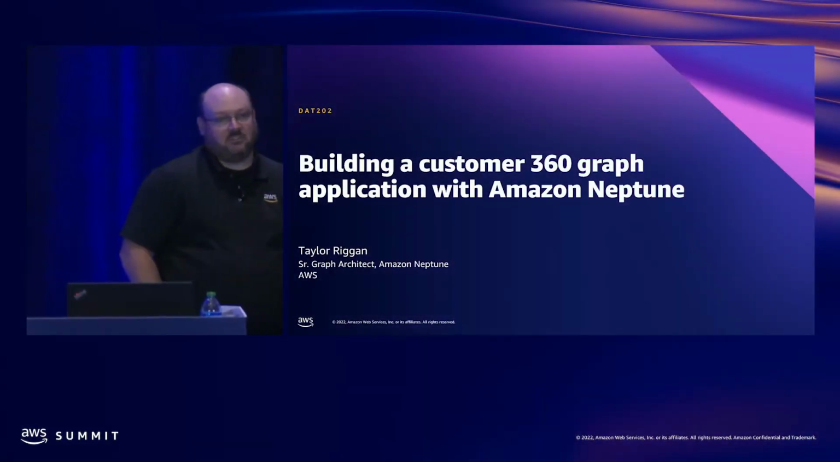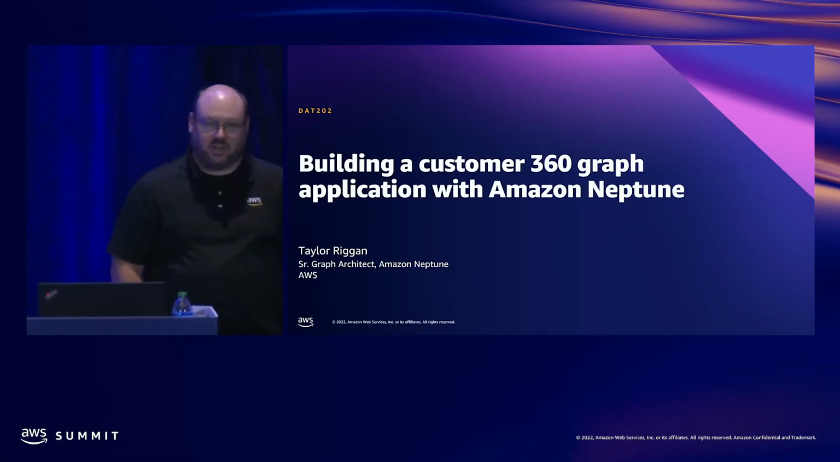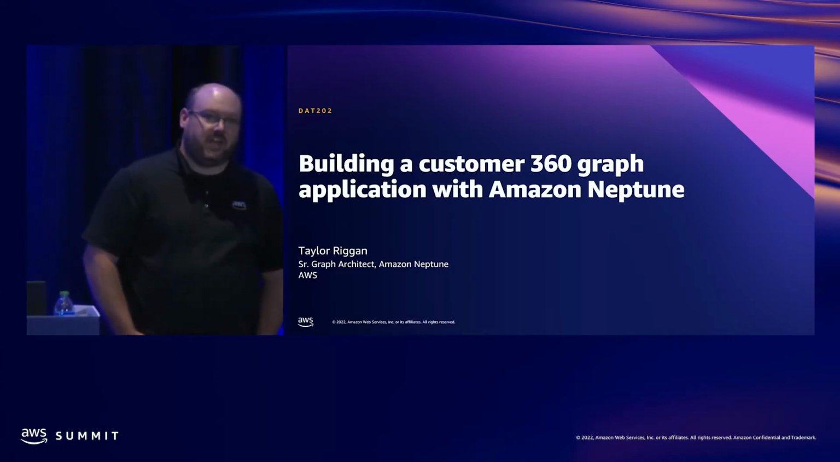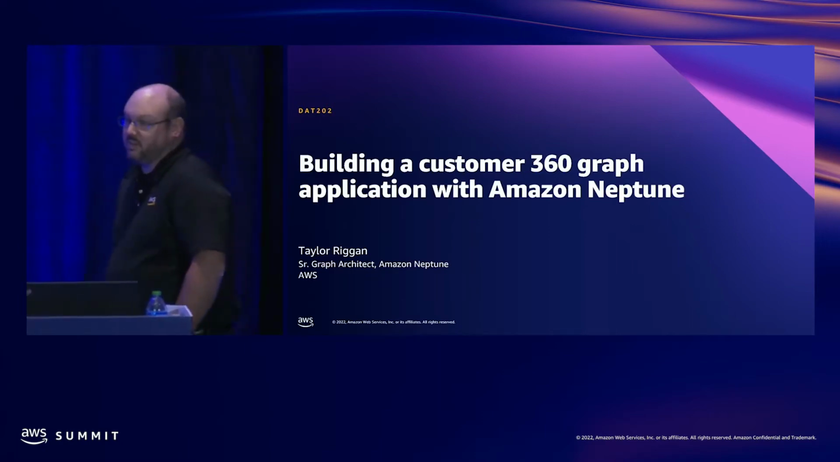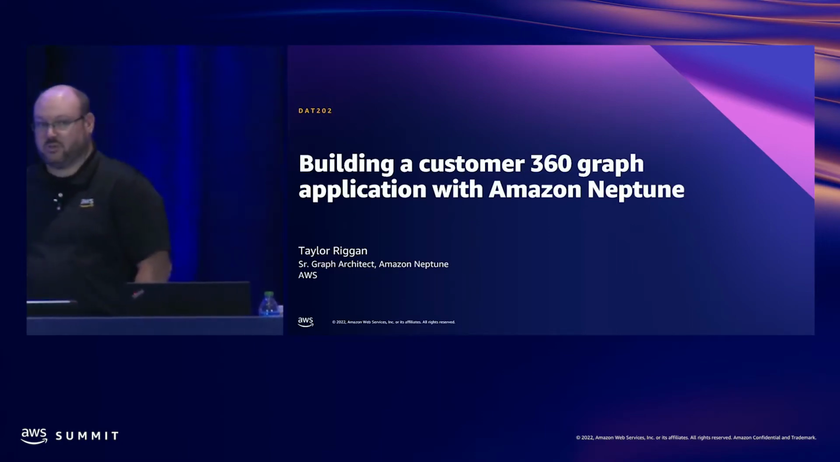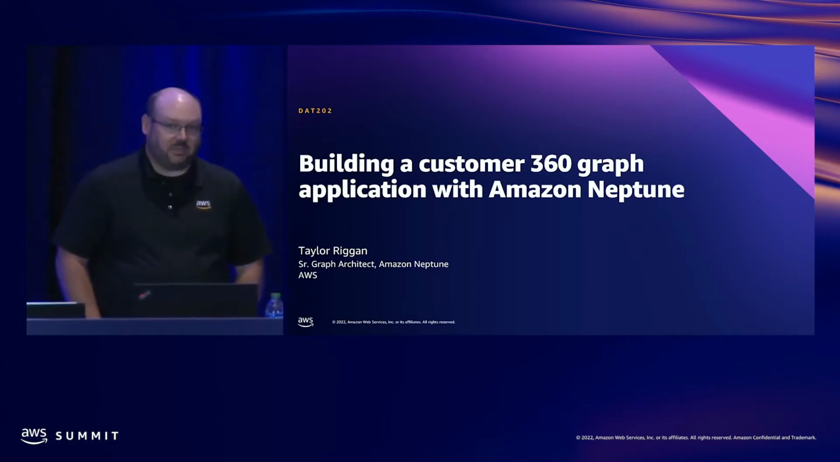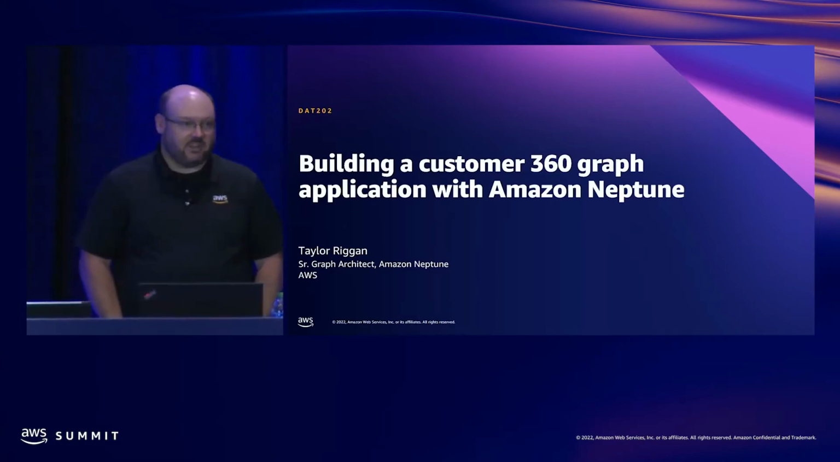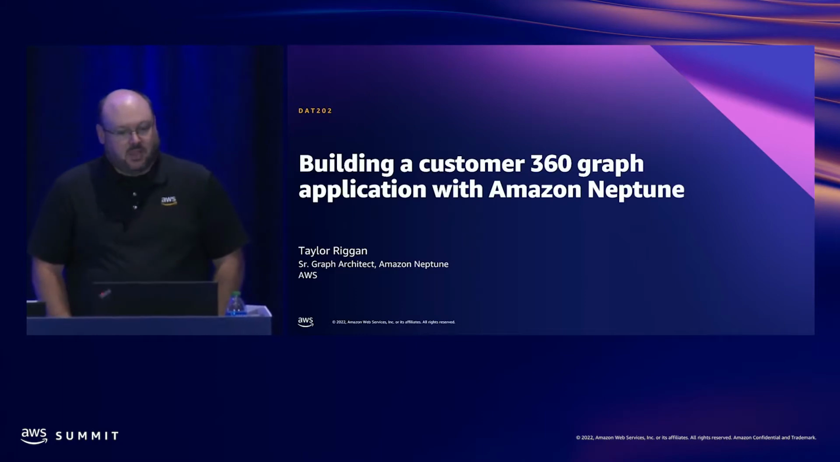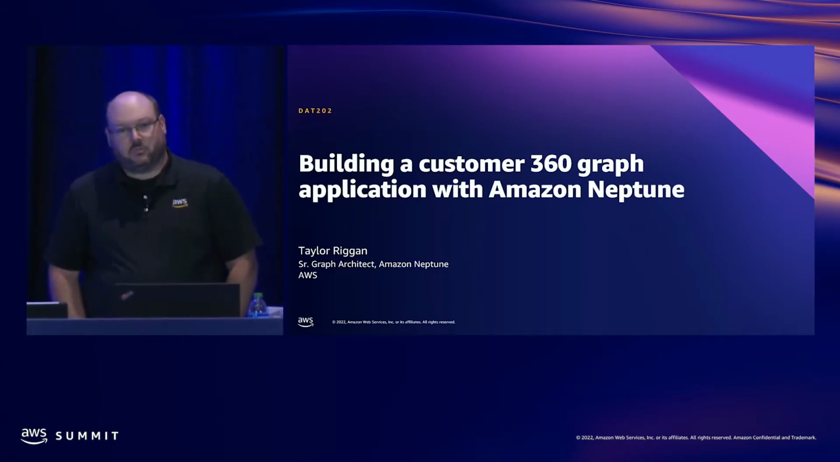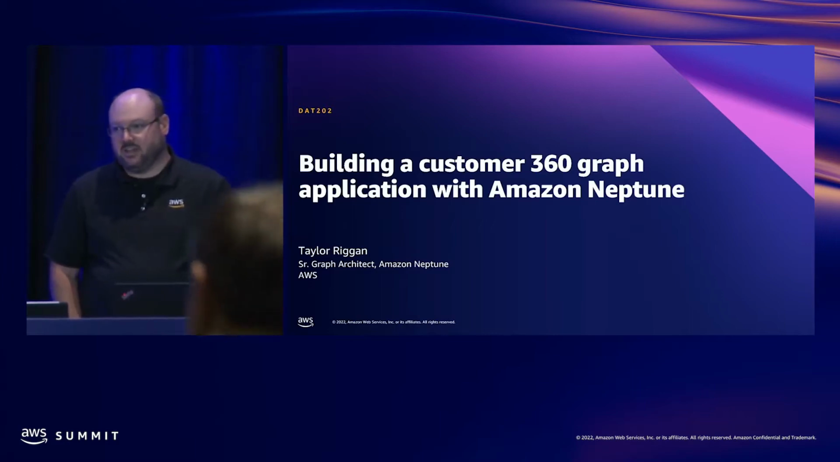I'm a senior graph architect here at AWS, working on the Amazon Neptune team. I've been here at AWS for about 5 years now. I've been working with customers ever since we launched Neptune back at re:Invent 2017 on building applications using graph and graph databases. Everything from recommendation engines to identity graph applications like we're going to talk about today.